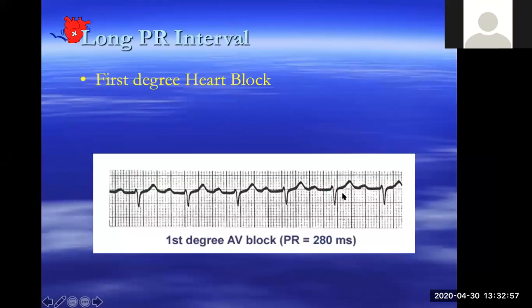Now, if there's a delay due to disease or drugs in the conduction between the atrium and ventricle, it is called prolongation of the PR interval, more than 200 milliseconds, and that's called first degree heart block.